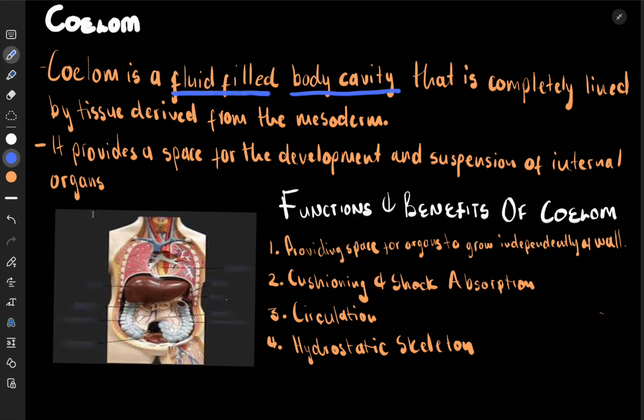So it is a fluid-filled space that is completely, listen to this part, completely lined by tissue that comes from the mesoderm. Okay, so that means a true coelom, if something is a true coelom, it is a cavity, which means it's an opening that has fluid. Yes, fluid could be liquid or gas, right? So it's a fluid-filled body cavity, right? Which is completely lined, which means the walls of this coelom should be the mesoderm. Okay, it should be layers from the mesoderm. That is the true coelom.